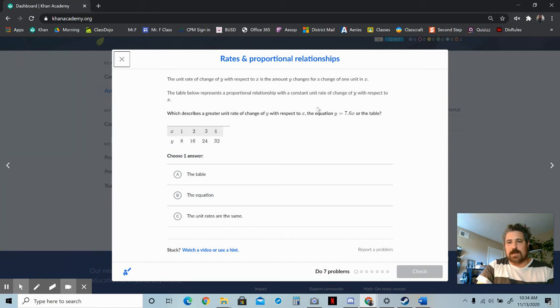So what we can see here is that in this table, the ratio of y over x is 8. So y over x is 8 over 1, 16 over 2, 24 over 3, 32 over 4. All that boils down to 8. So this is 8 y's for every 1x, basically. In this situation, it would be 7.6 y's for every 1x. Which describes a greater unit rate? That means that the table is going to be a greater unit rate, and the equation is going to be a lesser unit rate, right? Because this one will be y equals 8x, whereas this one is y equals 7.6x. So which one describes a greater unit rate? You'd say the table.